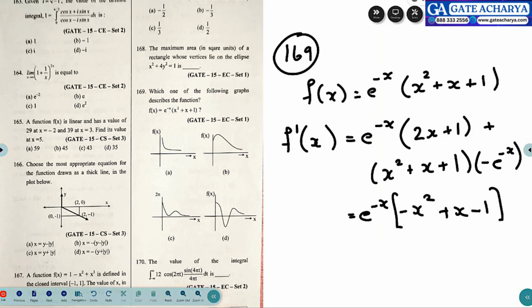Now by seeing the graph, at least you can come to one conclusion. x values are all greater than 0. Right? In all the graphs, x values are all greater than 0. So x greater than 0 means this is only lying in the positive domain.